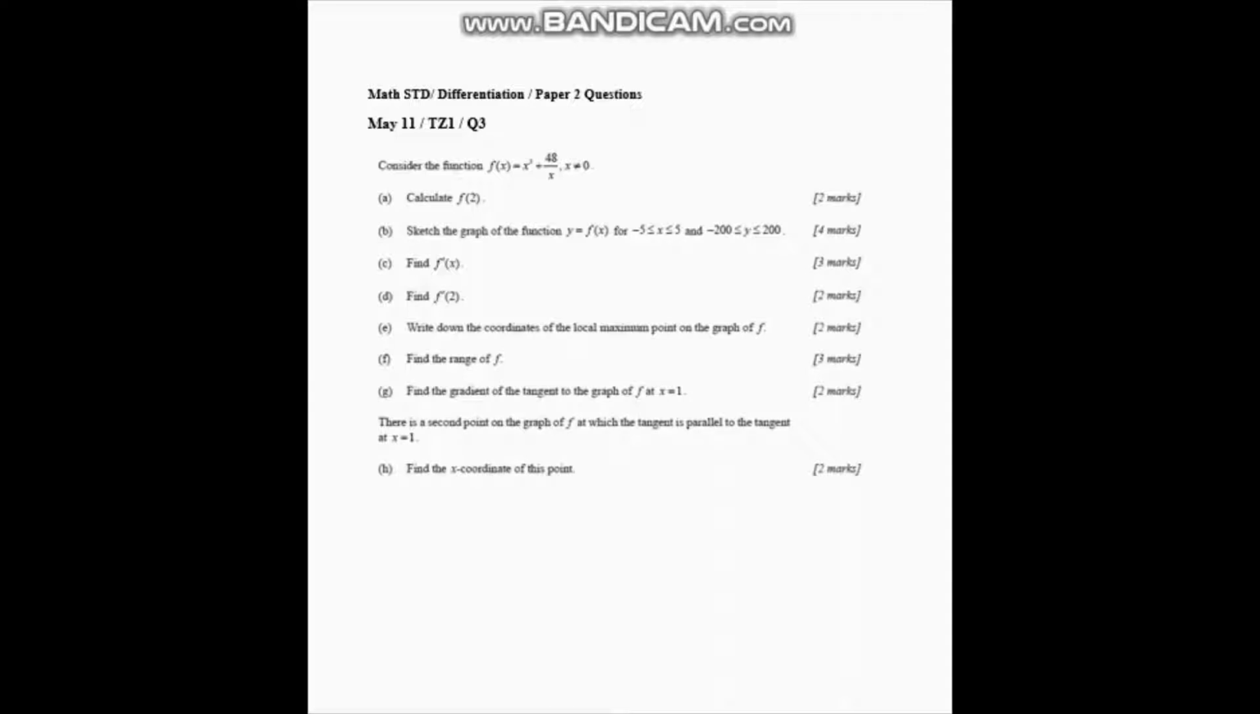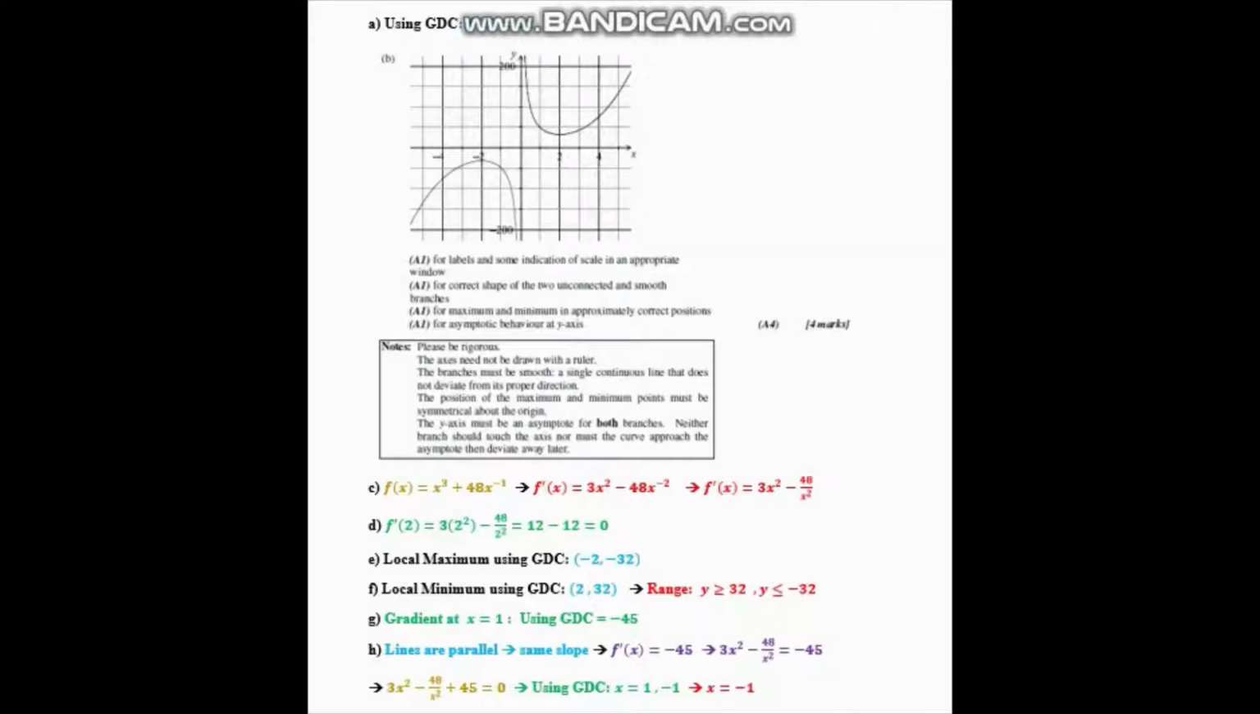Finally, you are told that there is a second point on the graph of f at which the tangent is parallel to the tangent at x equals 1. So parallel means they have the same slope. I need to find the x coordinate. So since the lines are parallel, then they have the same slope. Hence, the slope is also -45 as in part G. Hence, f dash of x equals negative 45 because this is the equation of the slope, and I solve this equation using the GDC.